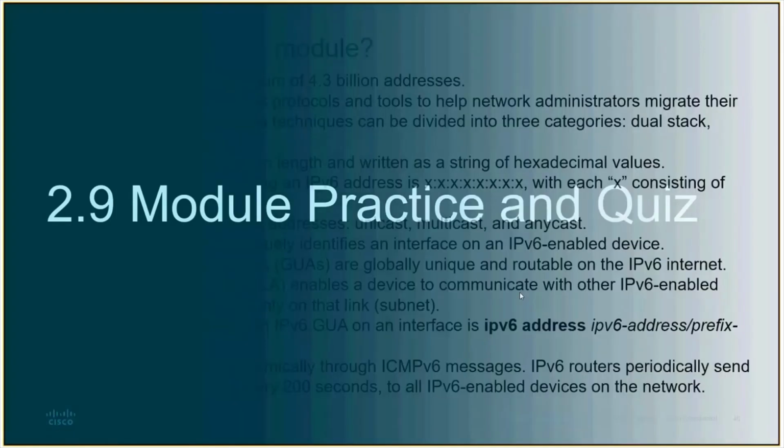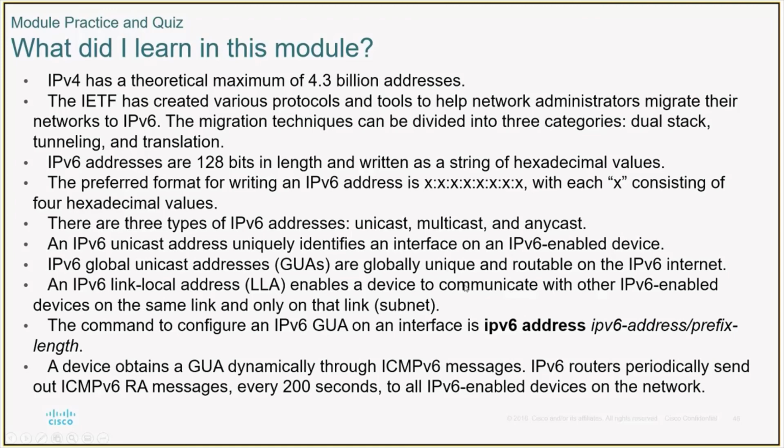So, what did we talk about? As I said, IPv4 has a theoretical maximum of 4.3 billion addresses. Not all of those are usable, of course, and there are 7 billion people on the planet. So instantly we have a problem. And so, of course, IPv6 is there to fix that problem. The IETF has created various protocols and tools to help network administrators migrate from IPv4 to IPv6. The major categories are dual stack, tunneling, and translation.